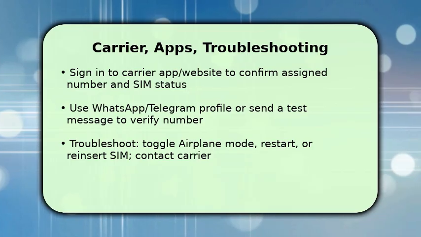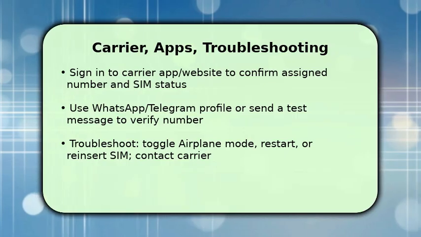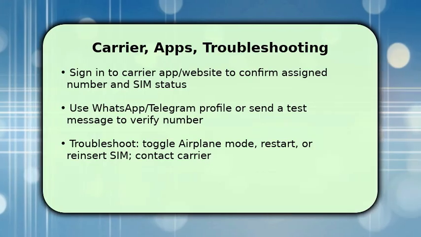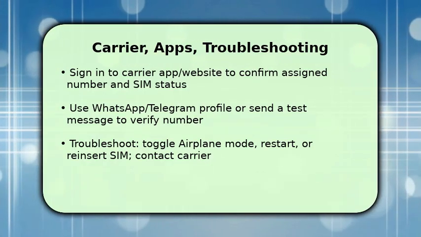If you hit problems, try quick fixes. Toggle airplane mode, reboot the phone, and power cycle or reinsert the SIM to force detection. If the number still won't appear, contact your carrier because the issue may be provisioning on their side.